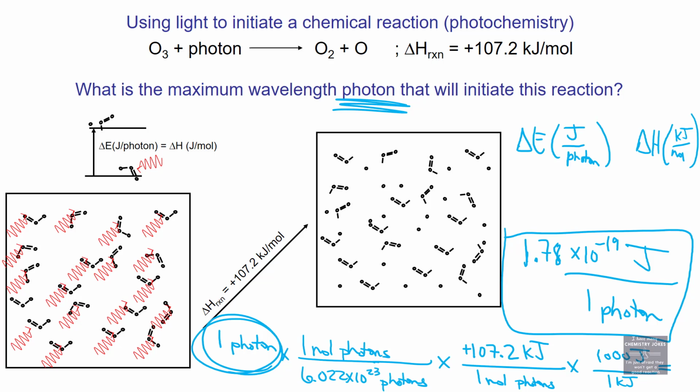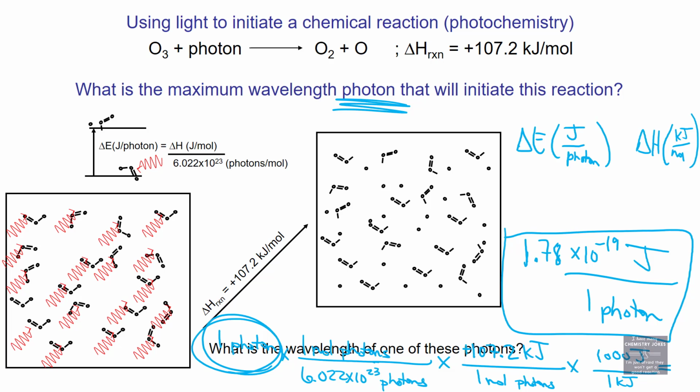So delta E is related to delta H. All I need to do is divide delta H by the number of photons in 1 mole of photons. That's all I did down here, to get delta E, joules per photon. And then a question that's behind all my writing: what's the wavelength of one of these photons?